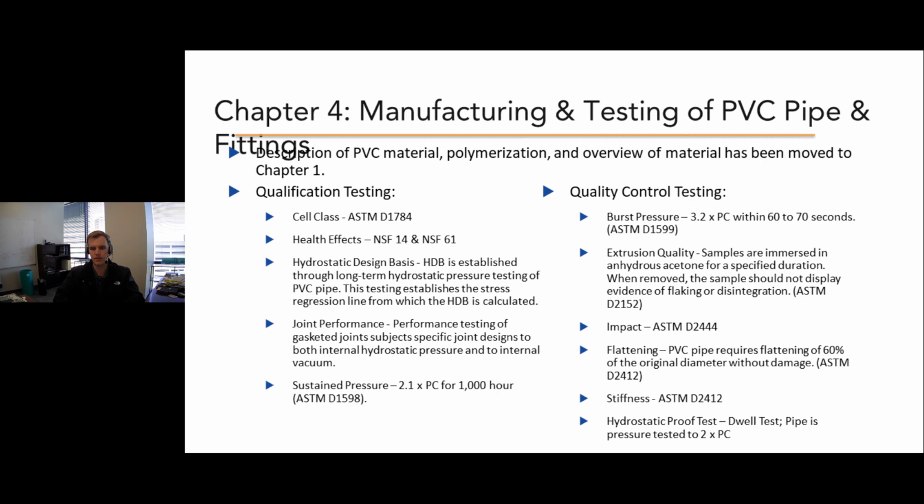Stiffness, the pipe stiffness is tested to ASTM D2412, and then the hydrostatic proof test. This is the dwell test where the pipe is pressure tested. Each section of pipe is pressure tested to 2 times the pressure class when coming off the line.